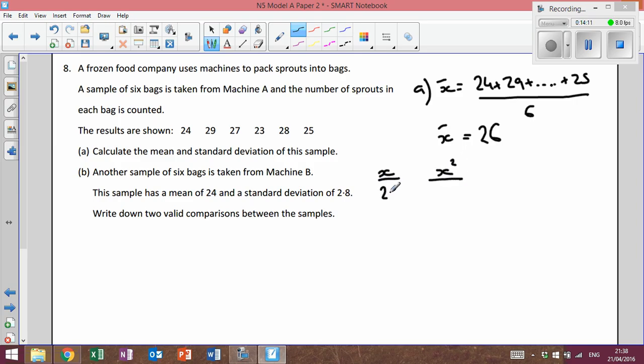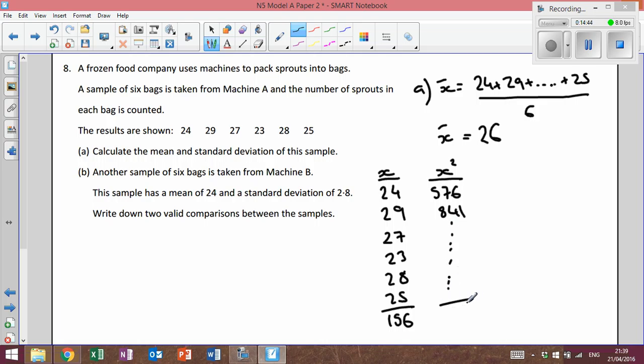Okay, so the x's are your 24, 29, 27, 23, 28, and 25. As you add them up, you've all just done that, and that's 156. And then you square all of these, so 24 squared is 576. 29 squared is 841. And you keep going with that. Okay, and then once you've done that, you add all of them up as well.